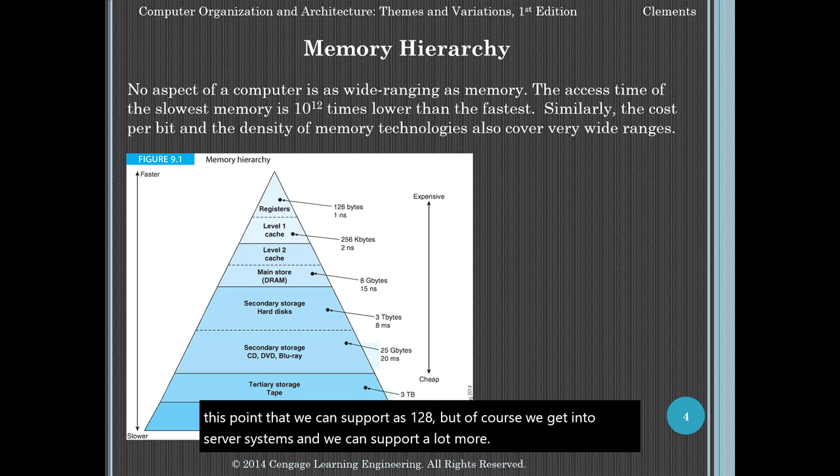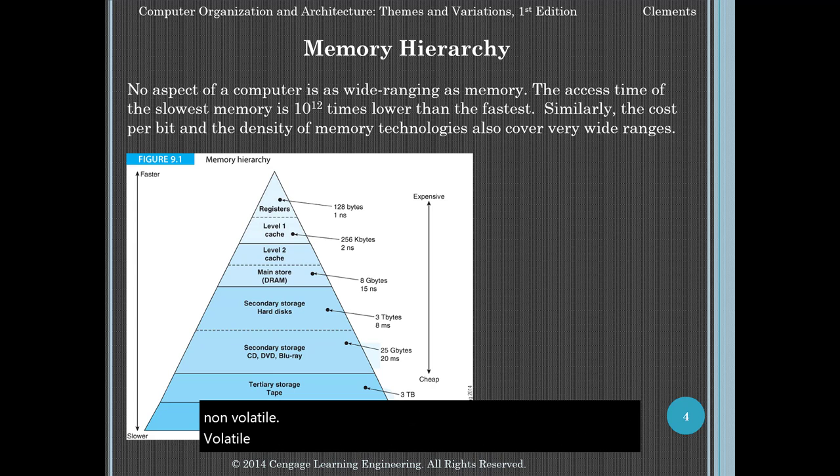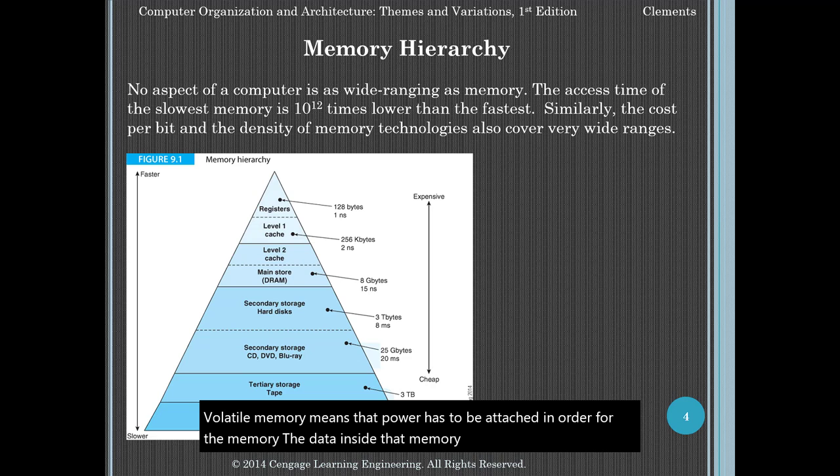But because the main memory is volatile, it's necessary to store programs and data in non-volatile memory. And so one of the cheapest storage mechanisms is the hard disk. Now, let me back up for a second. I keep using this term and I want to make sure that we understand what I'm talking about. Volatile versus non-volatile. Volatile memory means that power has to be attached in order for the data inside that memory module to be persistent.